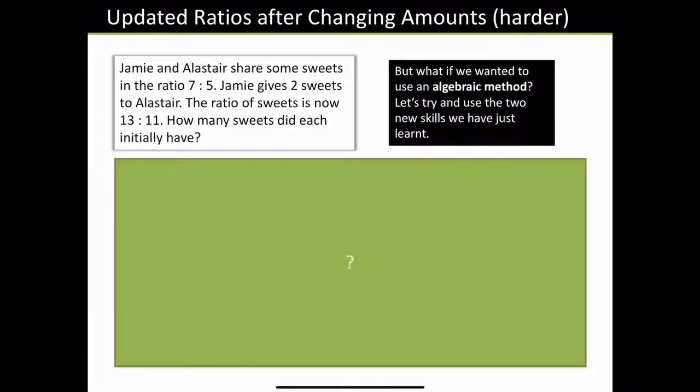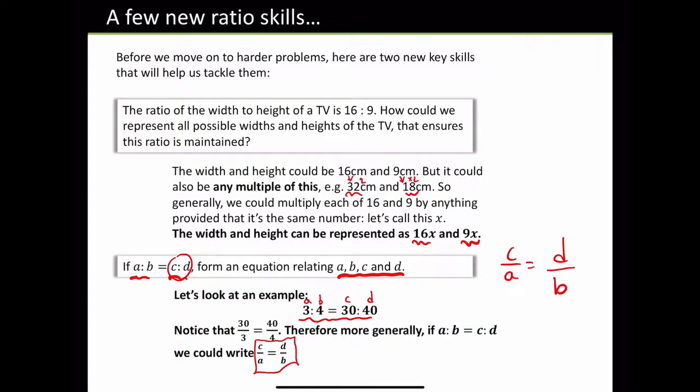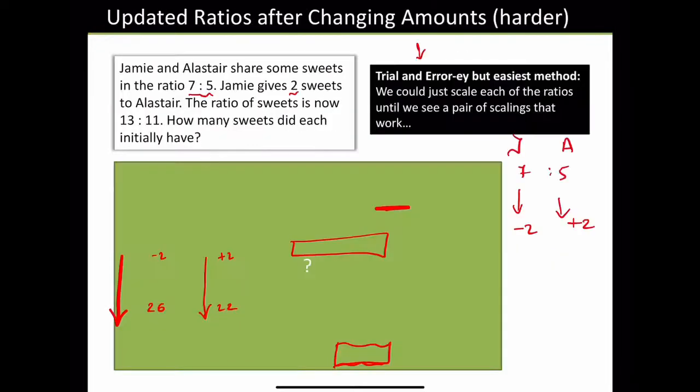Let's do proper maths. So Jamie and Alistair share some sweets in the ratio 7 to 5. Jamie gives 2 sweets to Alistair, so we talked about that. So the ratio of sweets now is 13 to 11. Yeah? Well, what would we have for Jamie? So going back to the question here, that's 7x and 5x.